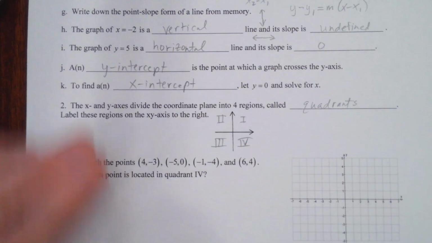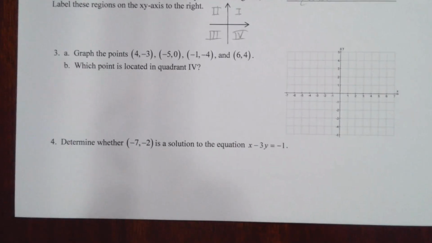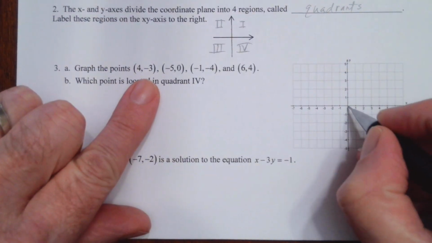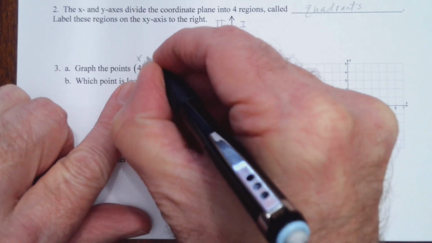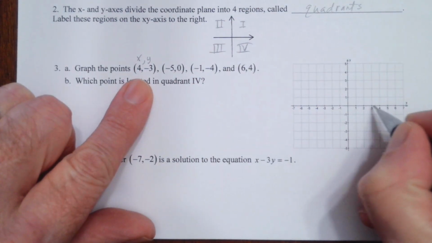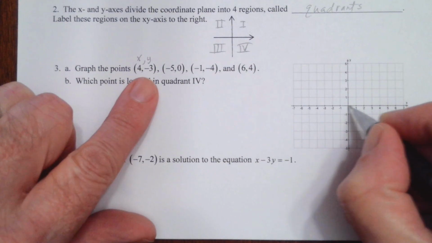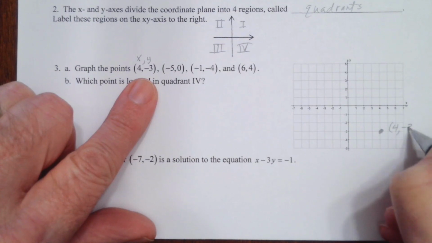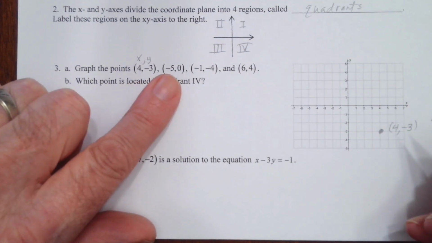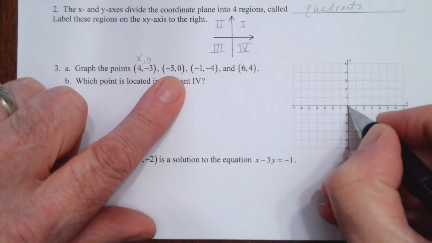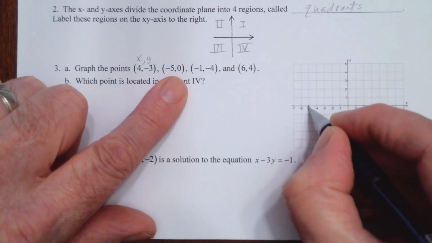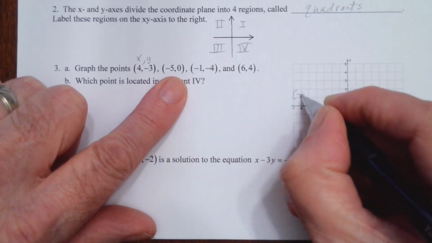So here we had to graph some points. So let me go ahead and move this down a little bit. So 4, -3, so remember this is an x value, this is a y value. So we're going to go 4 in the positive x direction starting at 0, 0, and then down 3. So that's the point 4, -3, or the ordered pair. -5, 0, we're going to go from the origin 5 in the negative x direction, that's to the left, and then 0 in the y direction, so we won't move, we'll just stay right there. That's -5, 0.